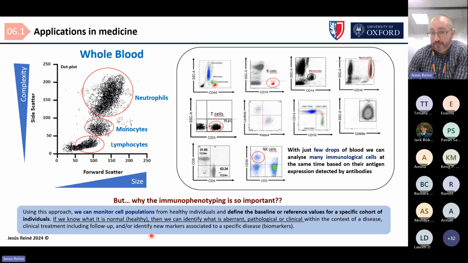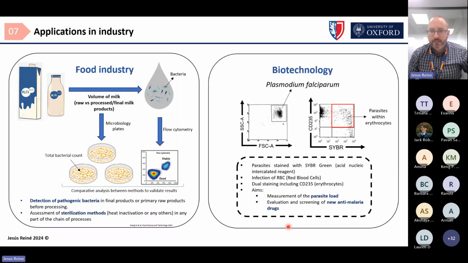And also they can help us, and this is really important, to identify new markers associated to a specific disease, which is called biomarkers. Specific diseases can be correlated with a specific absence or high presence of certain populations. And this can help us to define and create new potential diagnostic tools that can help many, many people. So this is one of the most important applications in medicine, immunophenotyping. But like I say, flow cytometry can be applied to many, many applications.